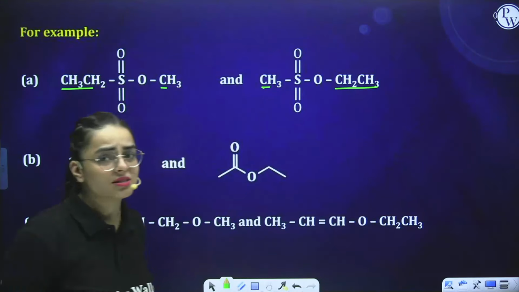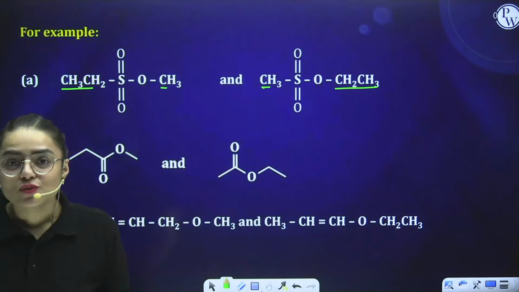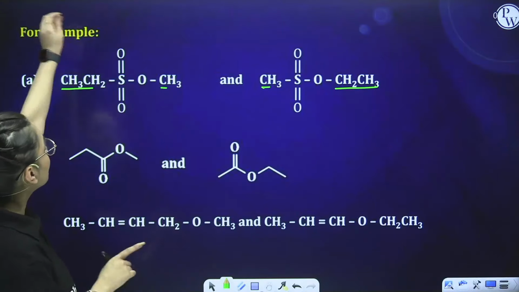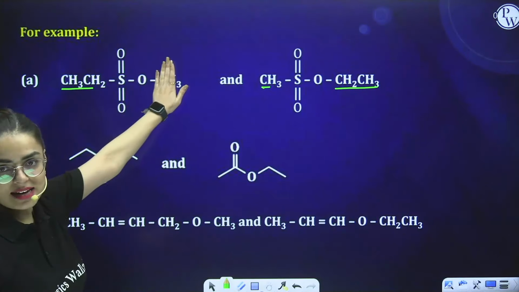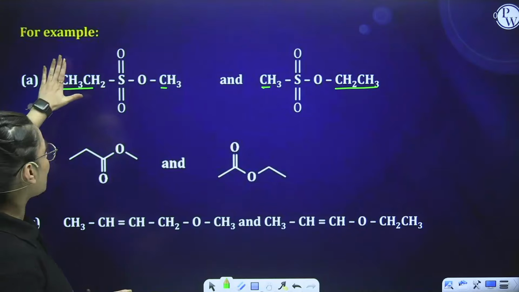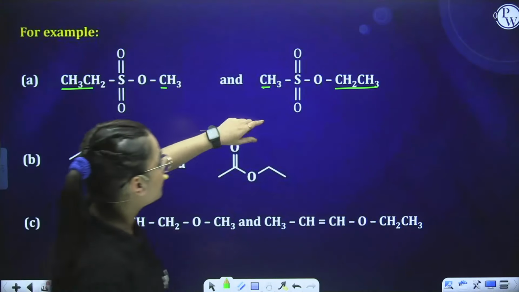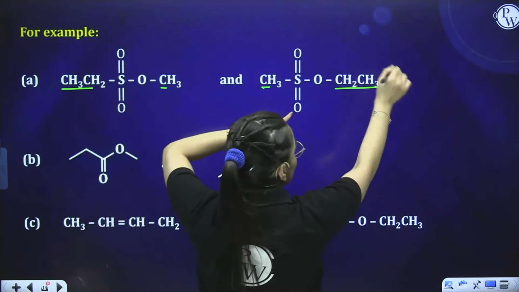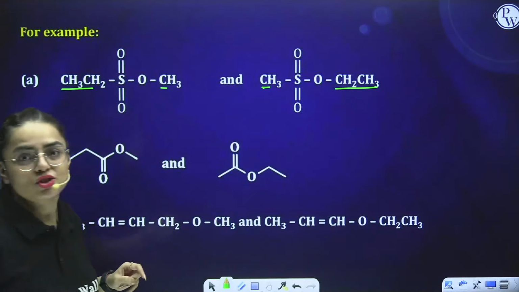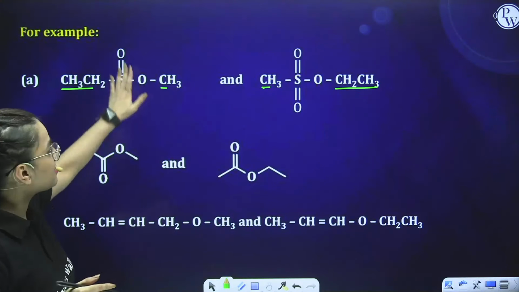You will say, ma'am, this is same. No. See the linkage with the polyvalent functional group. Here with oxygen, it is attached CH3, and with sulfur it is attached CH3 CH2. But here with oxygen it is attached CH2 CH3, while with sulfur it is attached CH3. You can see the difference. Or either consider any one of these.